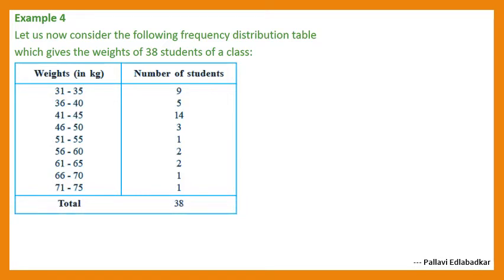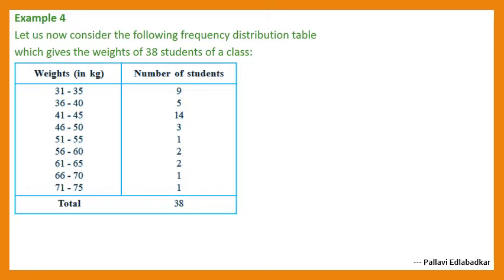What is the class width in this case? For this, you can pick up any class and check its lower limit and upper limit difference. So the first one, if you see, the difference between 35 and 31 will be how much? 4. If you see 55 and 51 or 60 and 56, everywhere the difference is 4.